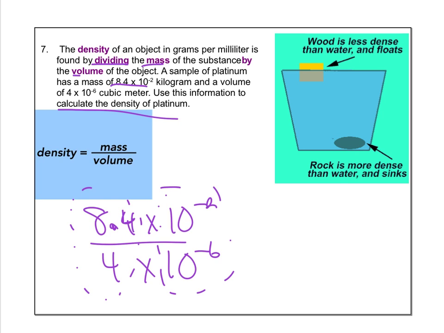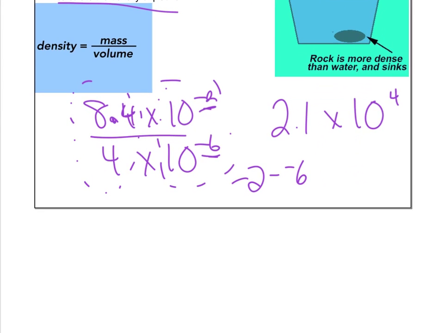Okay, so what I end up with is 8.4 divided by 4. So that gives me 2.1. Then negative 2 minus a negative 6 is going to become 10 to the positive fourth. All right, I take negative 2 minus negative 6. I get that from there and there. And just to be sure, you can always kind of double check.